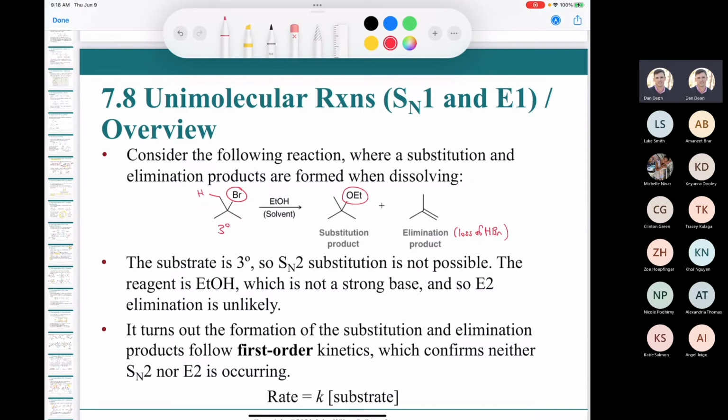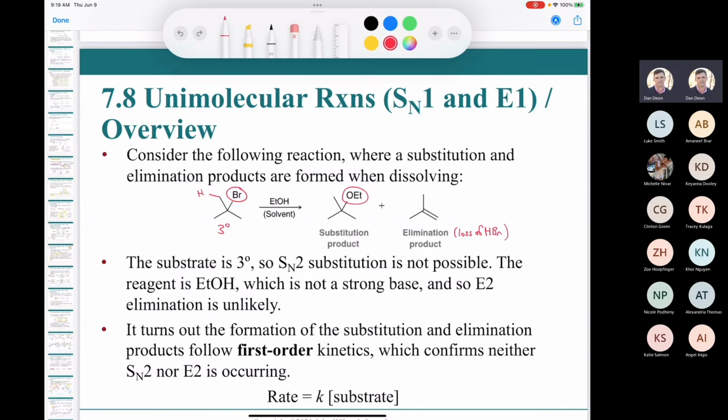And since it's tertiary, we know that SN2 can't be happening. And if we look at the reagent, the only thing we have is ethanol, just some plain old ethanol as the solvent. Therefore, the elimination cannot be the result of an E2 reaction, because for an E2 reaction, we need a strong base. And for an SN2 reaction, again, we need a primary or a methyl alkyl halide. So what's going on here?